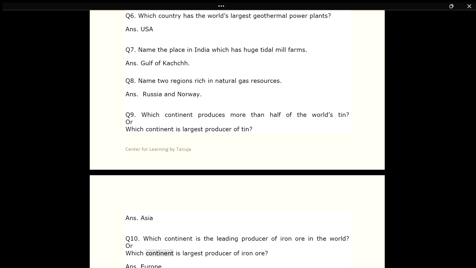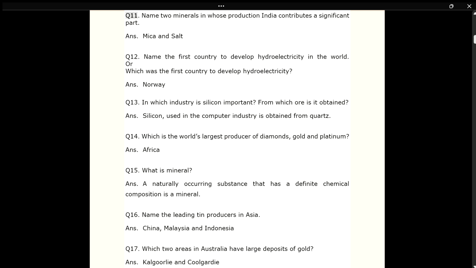Q10. Which continent is the leading producer of iron ore in the world? Or, which continent is largest producer of iron ore? Ans. Europe. Q11. Name 2 minerals in whose production India contributes a significant part. Ans. Mica and salt.